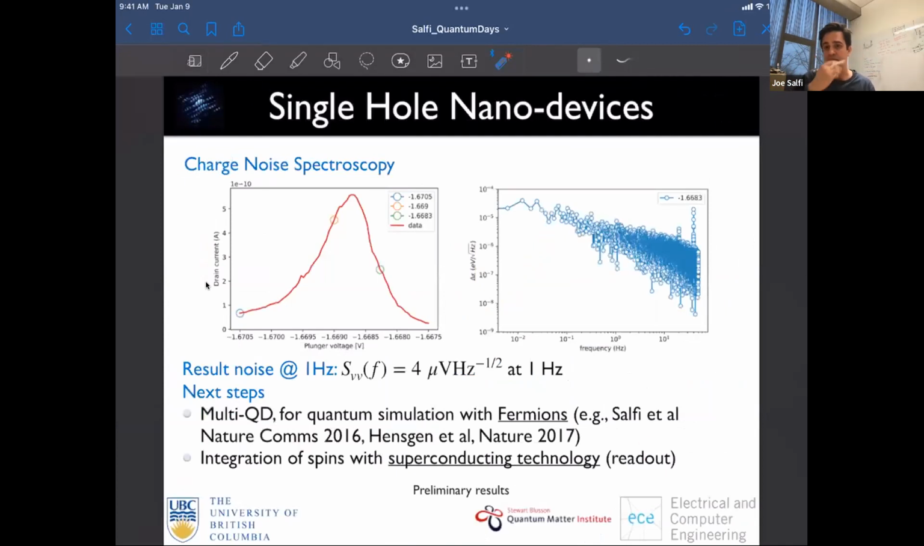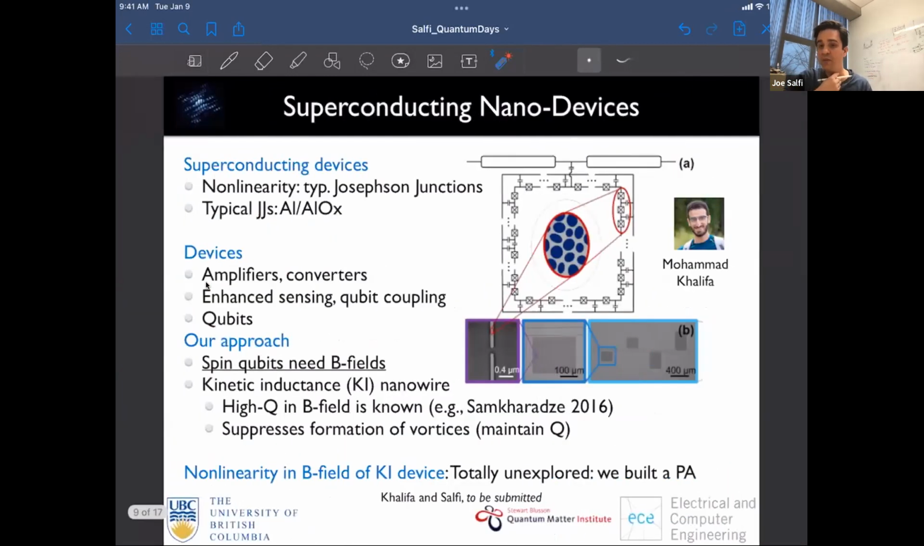Then the next thing that I'm going to briefly go through is our attempts for integration of these devices with superconducting devices. And so why would we do that? Well, typically for superconducting devices, there's, as UN told us, a lot of development of tools and techniques, QED, that goes with typically microwave superconducting devices. Then what you need is a nonlinearity to make the level spectrum anharmonic.